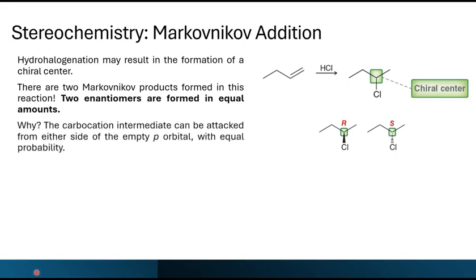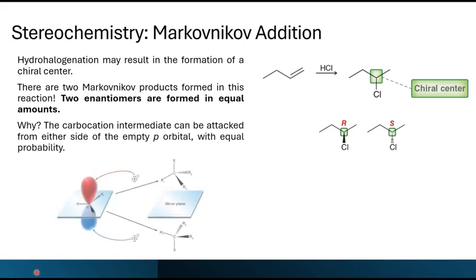Why? The carbocation intermediate can be attacked from either side of the empty p orbital with equal probability. So that carbocation intermediate may get attacked by the nucleophile from one side or from the other side of the plane, resulting in the two stereoisomers.